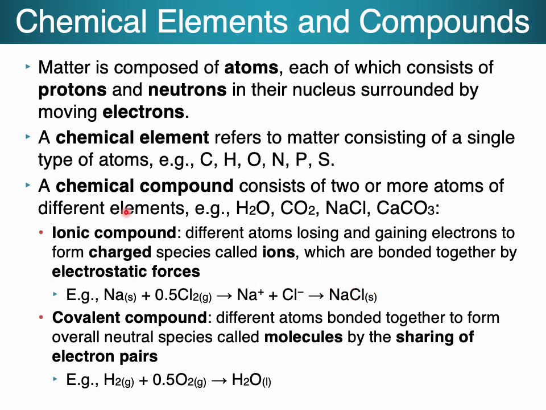There is another very important kind of compound called covalent compounds. They're basically different atoms bonded together to form overall neutral species called molecules by the sharing of electron pairs. For instance, water, a very common compound around us and very important for life, of course, is formed by two hydrogen atoms and one oxygen atom bonded together by the sharing of electrons among them. We'll go deeper into how these bonds are formed in the next few slides.